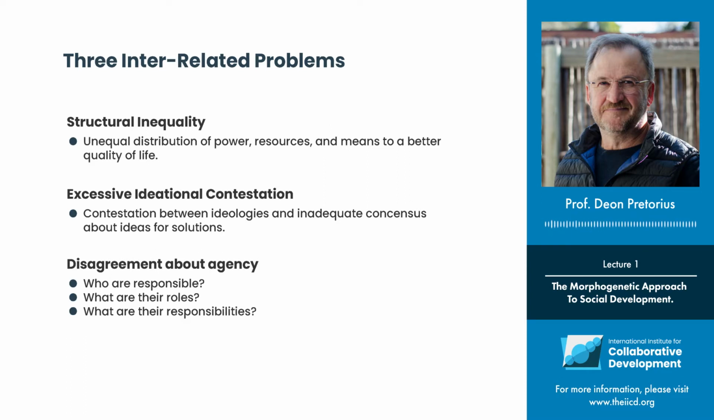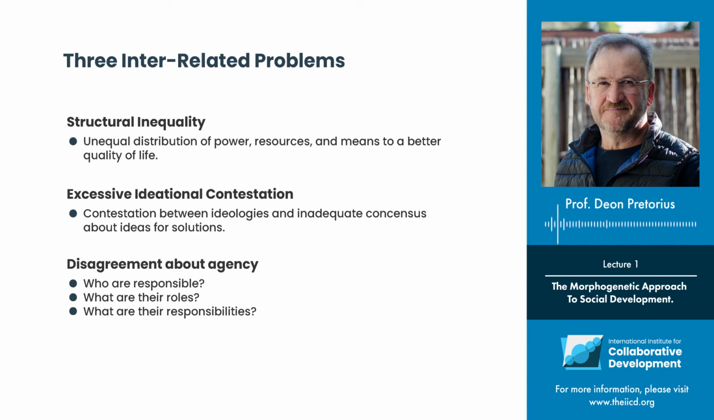The third problem that we have in a country like South Africa is disagreement with regards to agency. This has got to do with the question of who takes responsibility or primary responsibility and secondary responsibility, and what type of roles and functions are to be performed by which sections of society with regards to addressing the problems that are facing a country like South Africa.